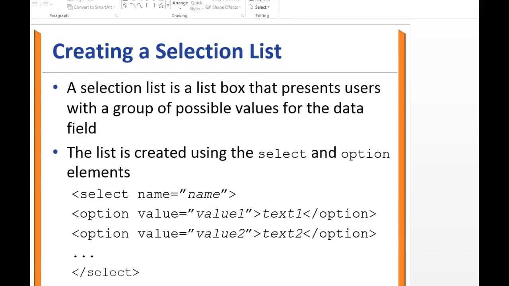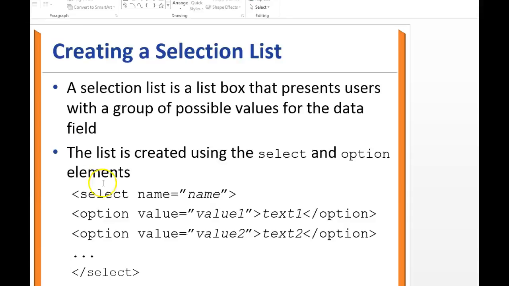The next thing that we will talk about is creating a selection list, which is important on forms. Normally they want to be able to select a criteria that they are looking for. Basically, a selection list is a list box that presents users with a group of possible values for the data field. The list is created using the select tag and option element.